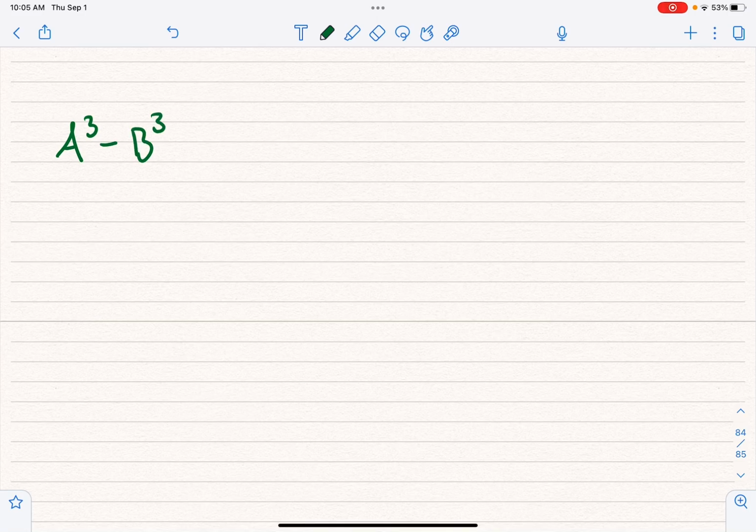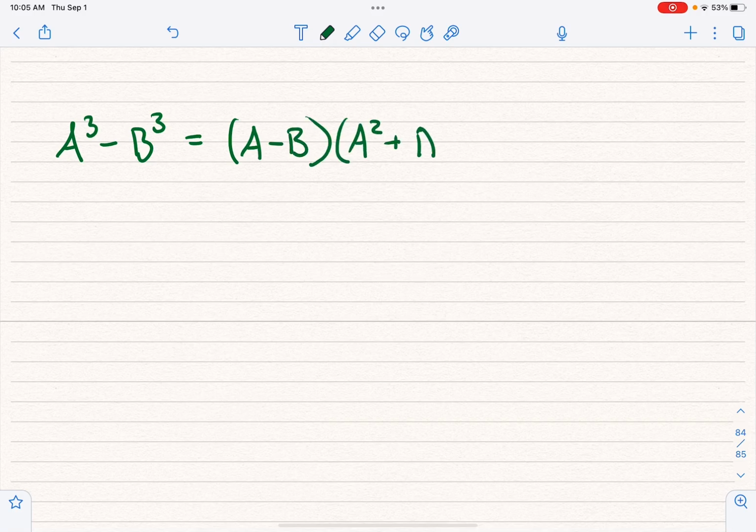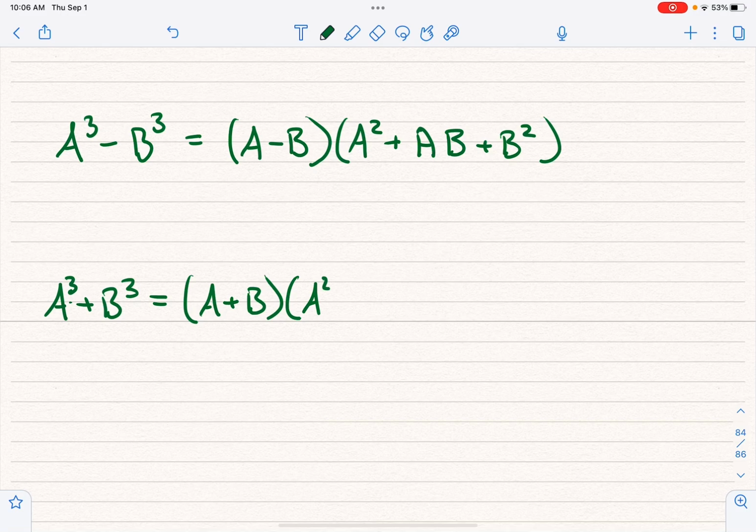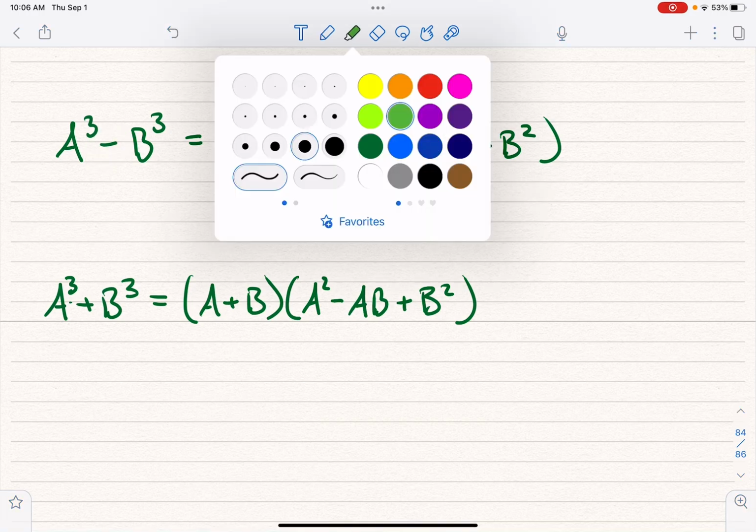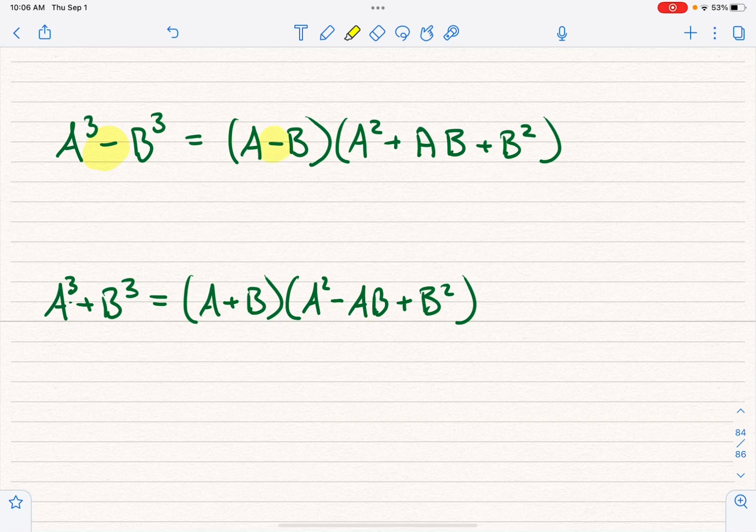When I look at this, I go, okay, this is a minus b times a squared plus ab plus b squared. And the other one is a cubed plus b cubed is equal to a plus b times a squared minus ab plus b squared. Now, this is what I'm saying. Whatever sign is here shows up here. The plus shows up here. The other thing I'm noticing is that there's always two pluses and only one minus. Two pluses and only one minus. And so that's how I look at this.